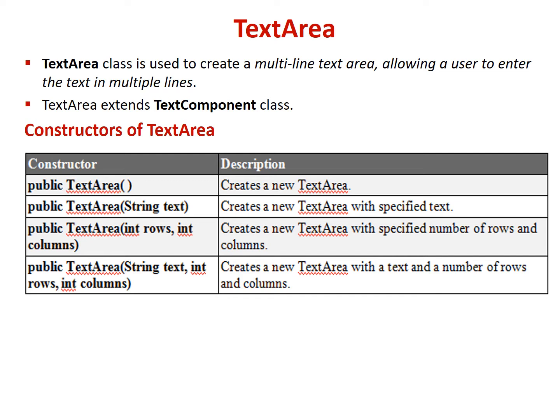And one more constructor is there with three parameters. The first one is a string and the next two are of type integers. Here, this TextArea constructor creates a text area with a text and number of rows and number of columns.